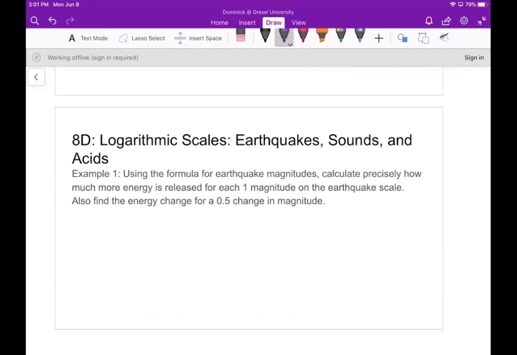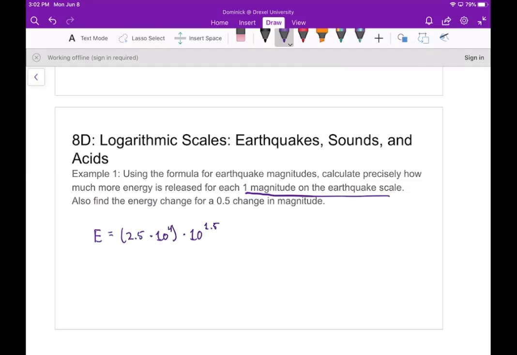So in this first example, using the formula for earthquake magnitudes, calculate precisely how much more energy is released for each one magnitude on the earthquake scale, and then we'll also find the energy for a 0.5 change in magnitude. Okay, so first of all, we're going to look at our formula for E, which will give the energy of the earthquake, which is 2.5 times 10 to the 4 times 10 to the 1.5 m.